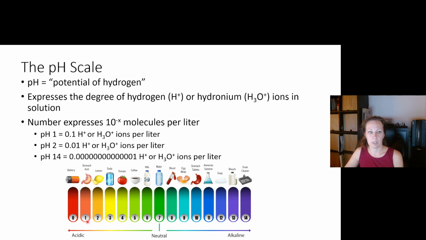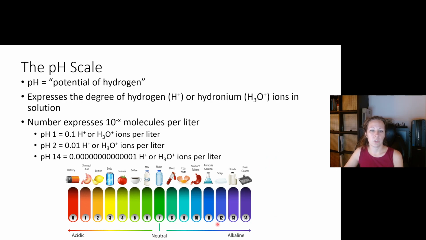Stomach acid is around pH 1. Lemons and sodas are around 3. For every value of pH that we increase, we are decreasing the acidity, or once we get to the alkaline side, increasing the alkalinity by a factor of 10.